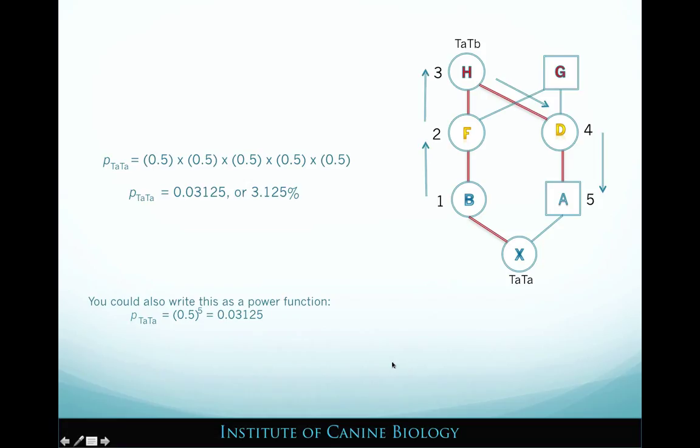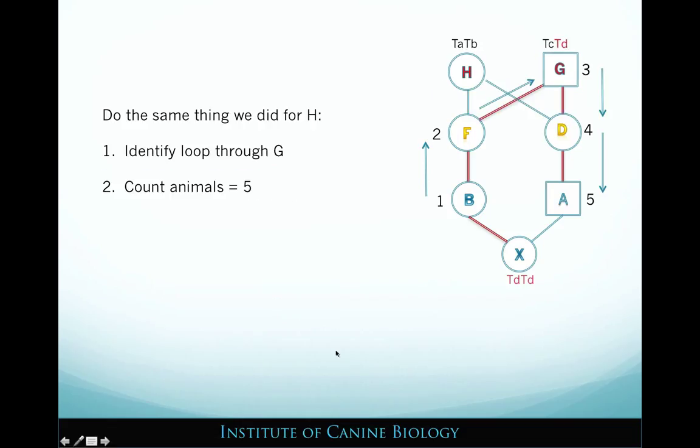So like before, we calculate the probabilities for each step, which is 0.5, and we come up with 3.125, which is the probability that X will be homozygous for TA. And those of you who know some mathematics will see that you could also write this as 0.5 to the 5th power, because it's 0.5 multiplied by itself 5 times. And of course, you get the same answer, 0.03125 or 3.125%.